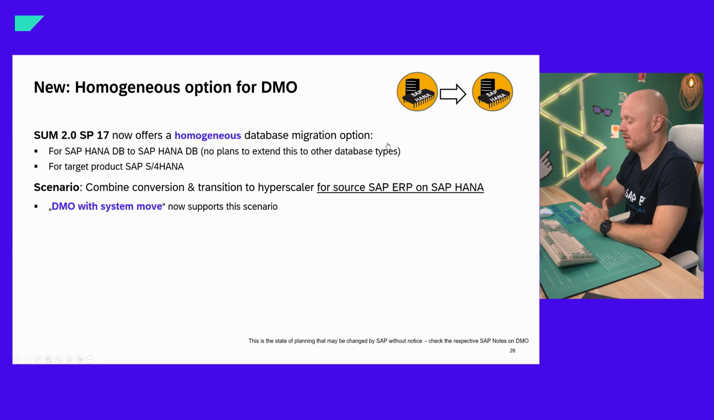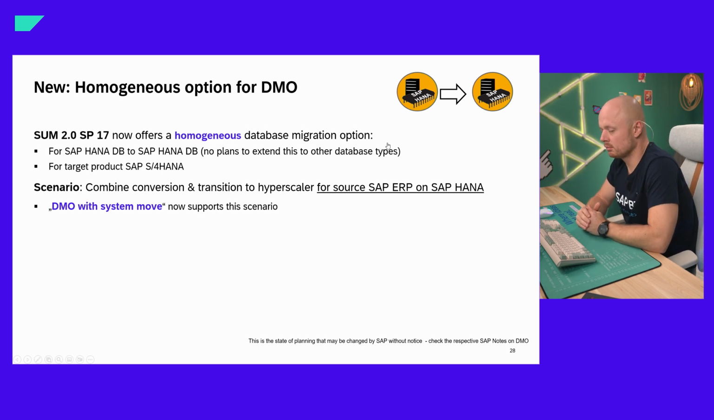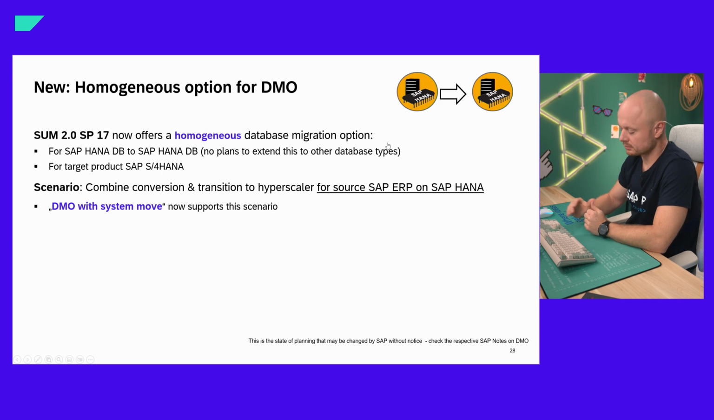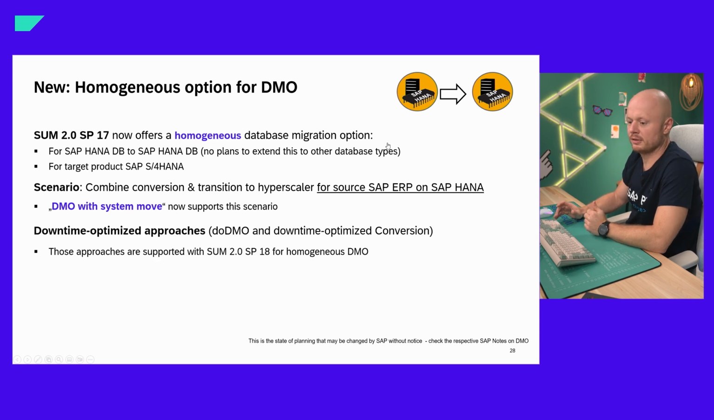Then this question also comes quite often: can we do the system conversion and the move to the hyperscaler in one step? And yes, this is possible. It's possible with the so-called database migration option with system move, abbreviated DMO. So it's also supporting this scenario.